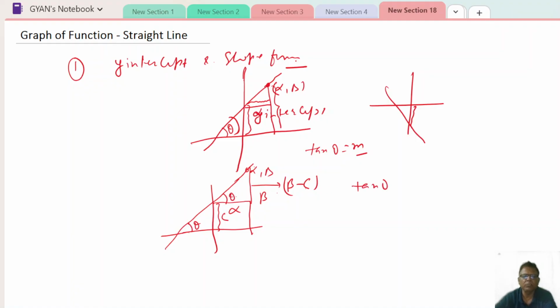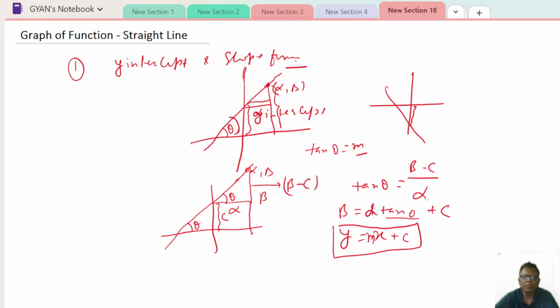Then tan theta is equal to beta minus c, perpendicular, divided by base. So if you solve this further, then beta is equal to alpha into tan theta plus c. So you replace beta by y and alpha by x because it's a variable point, and this tan theta is m. So y equals mx plus c. So this is the first form of a straight line.